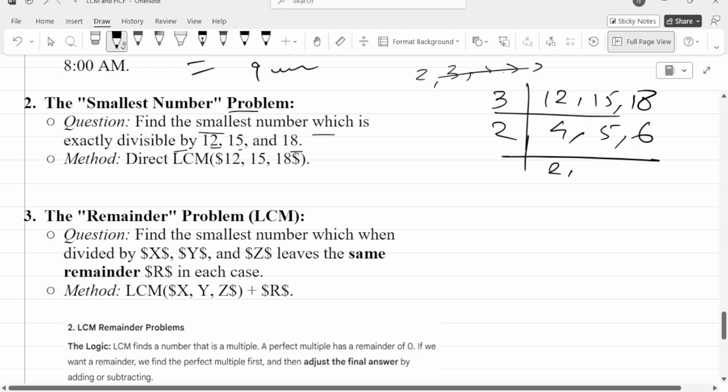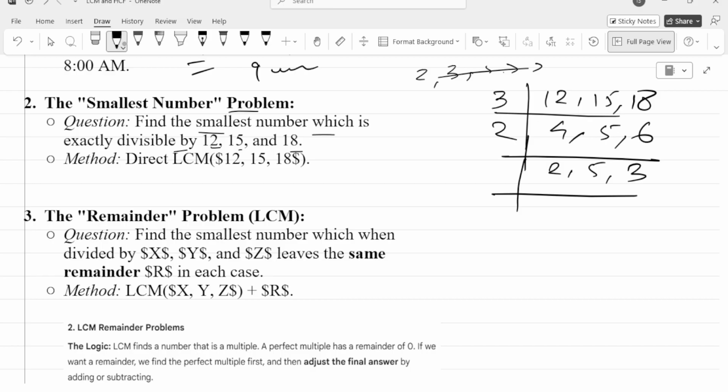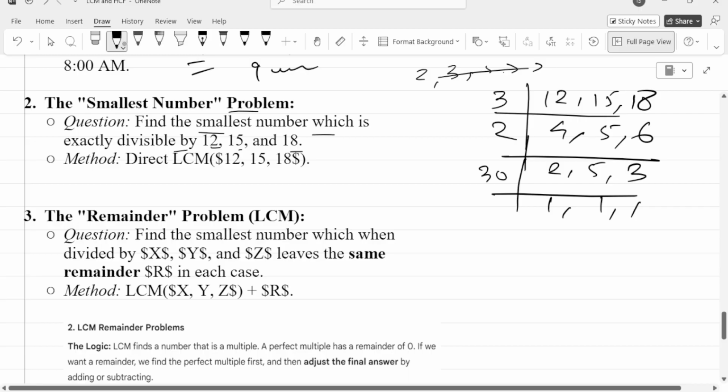Then 2 twos are 4, 5, 6, 3. Then 5 into 3 is 15, 15 into 2 is 30. Now multiply: 3 into 3 is 9, 3 into 6 is 180. So the LCM value is 180.